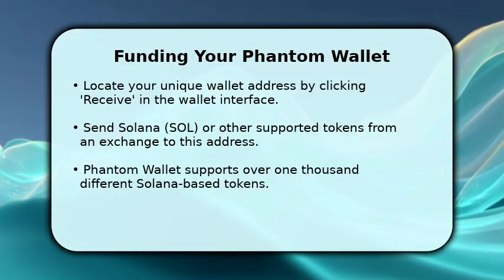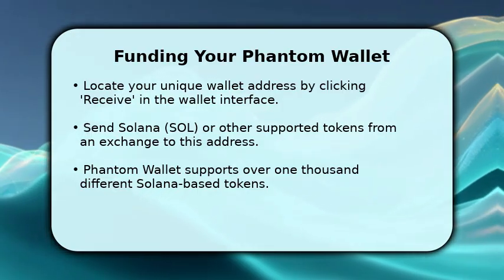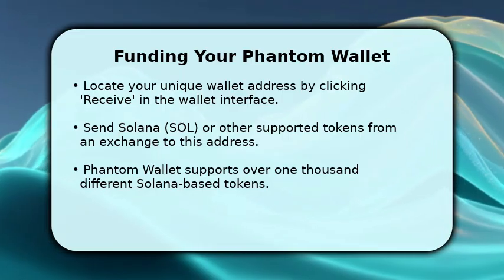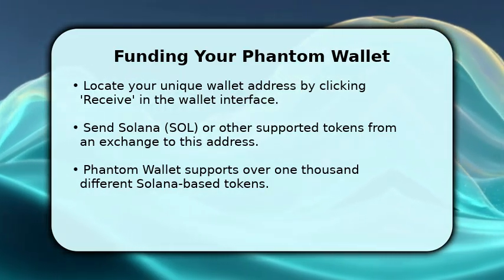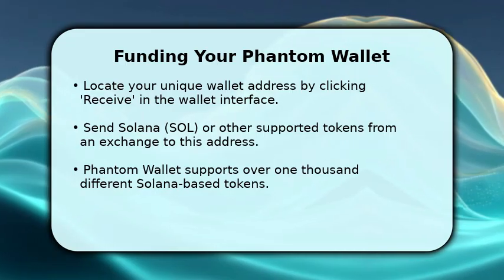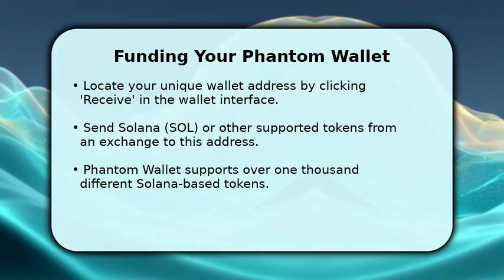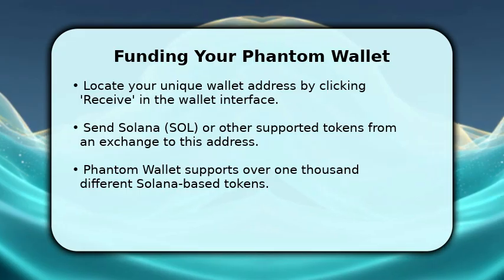Now that your wallet is set up, let's add some funds. To receive crypto, click the Receive button in your Phantom Wallet. This will display your unique public wallet address. You can then send Solana or other compatible tokens from a cryptocurrency exchange or another wallet to this address. Always double-check the address before confirming any transaction to ensure your funds arrive safely.